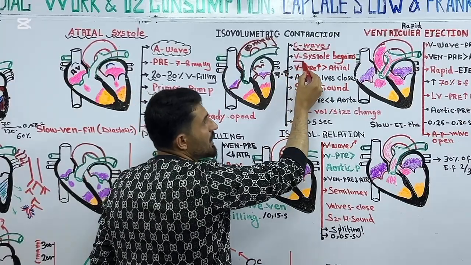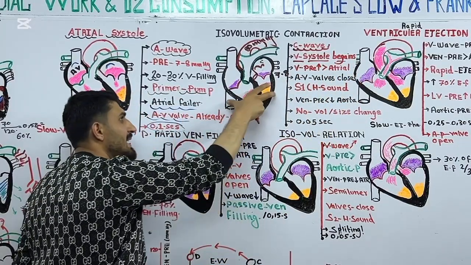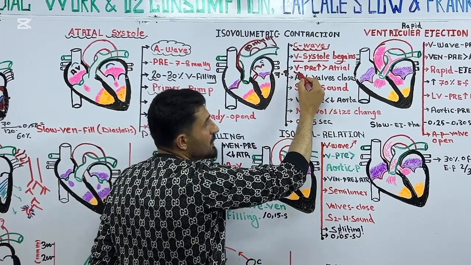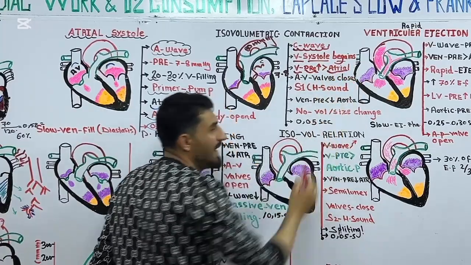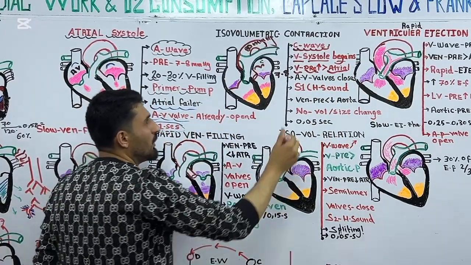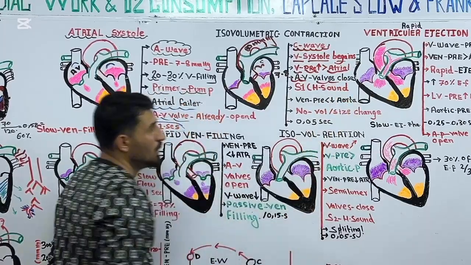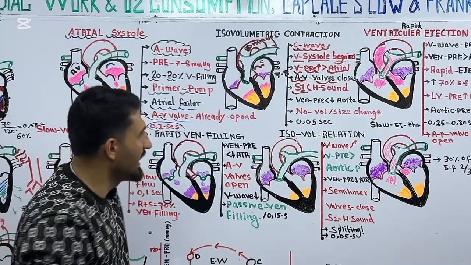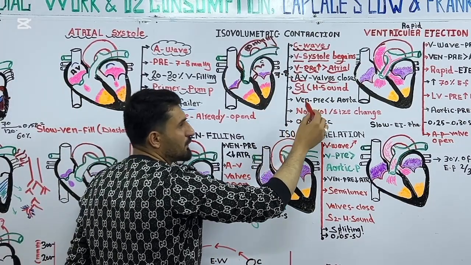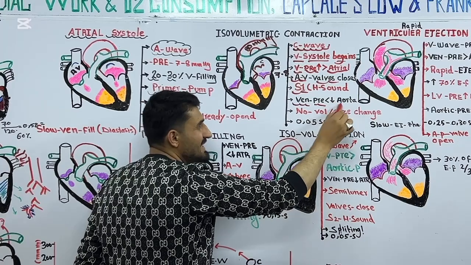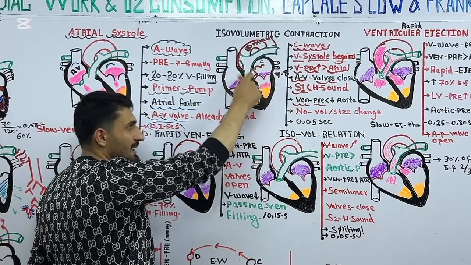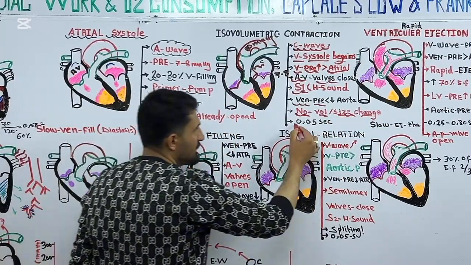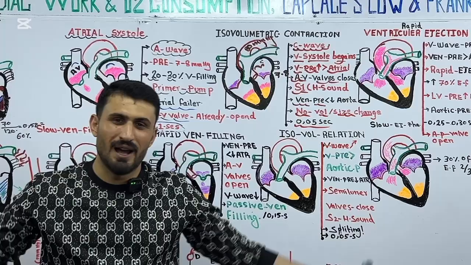Point number two, ventricular systole begins. In this phase, systole of ventricle begins. Point number three, ventricular pressure is more than atrial pressure. Point number four, AV valve closes and causes production of a sound which is called S1 or first heart sound. Point number five, ventricular pressure is less than aorta. It's more than atria and less than aorta. No volume change, no size change, and this phase takes around 0.05 seconds.